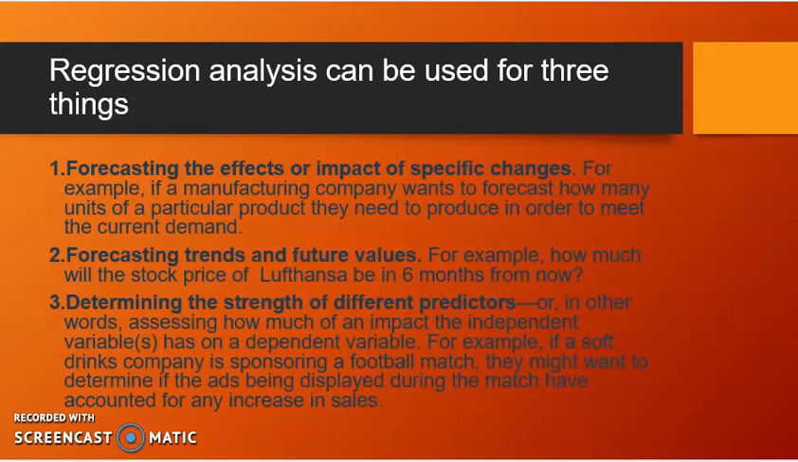Determining the strength of different predictors, or in other words, assessing how much of an impact the independent variables have on a dependent variable. For example, if a soft drink company is sponsoring a football match, they might want to determine if the ads being displayed during the match have accounted for any increase in sales.